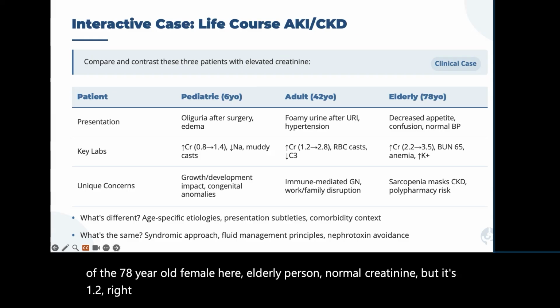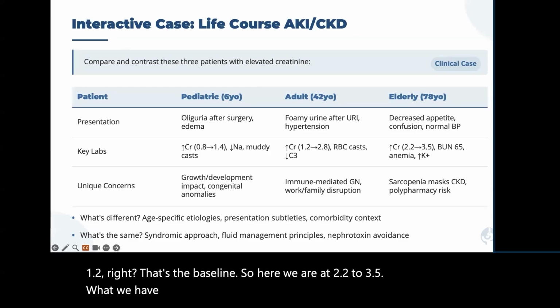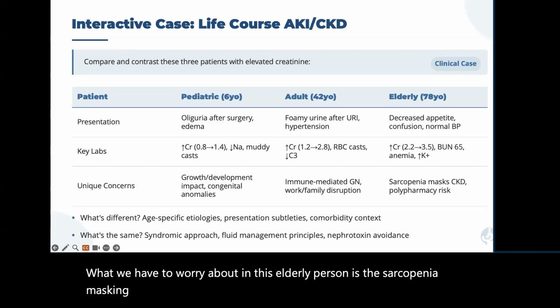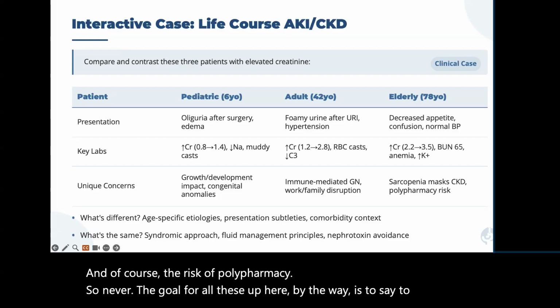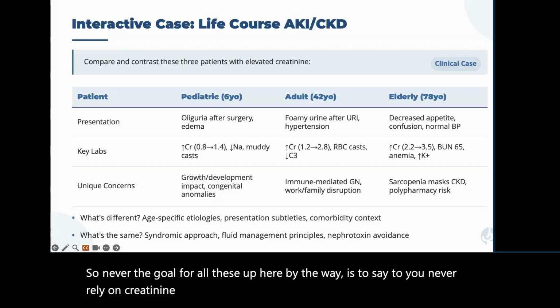right? That's the baseline. So here we are at 2.2 to 3.5. What we have to worry about in this elderly person is the sarcopenia masking the chronic kidney disease and, of course, the risk of polypharmacy. So the goal for all these up here, by the way, is to say to you, never rely on creatinine alone in the elderly. Check the GFR and look for the CKD complications.